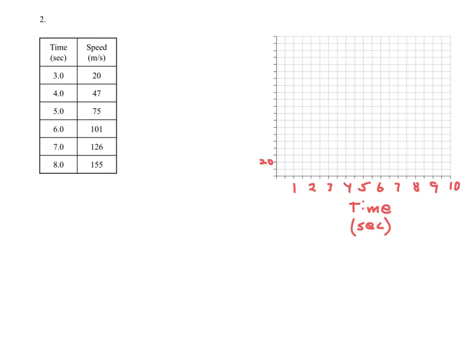That's 20, and then 40, 60, 80. This marker is a little thick, but I think you get the idea. 100, 120, 140, 160, and so on, 180, and 200. Okay, and it's labeled that's speed in meters per second. You don't need to label the overall graph, but this is a speed versus time graph.